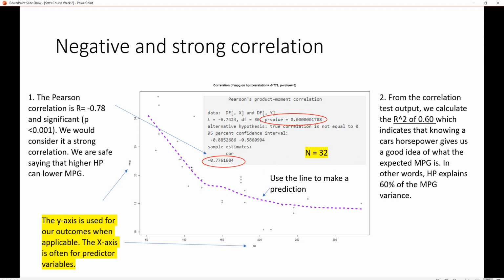And from the correlation test output, we can calculate the R square of 0.60, which indicates that knowing a car's horsepower gives us a good idea of what the expected MPG is. In other words, horsepower explains 60% of the variance in MPG scores. So on this one red circle, we see that's the correlation. We square that, and that gives us the R square of 0.60.